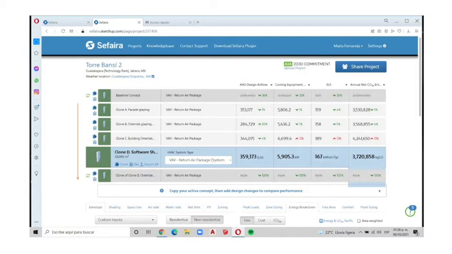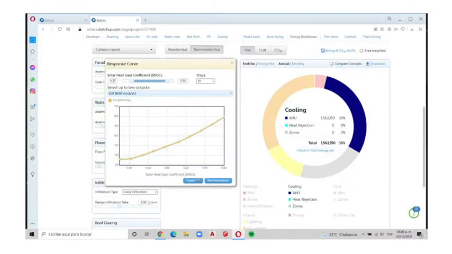For all these clones, we also analyzed the energy breakdown circle, and we focused on the cooling section, because this is the one most affected by the glazing and solar aspects of the building. The first clone was the one of facade glazing, where we selected the south facade and started calculating the solar heat gain coefficient response curve.